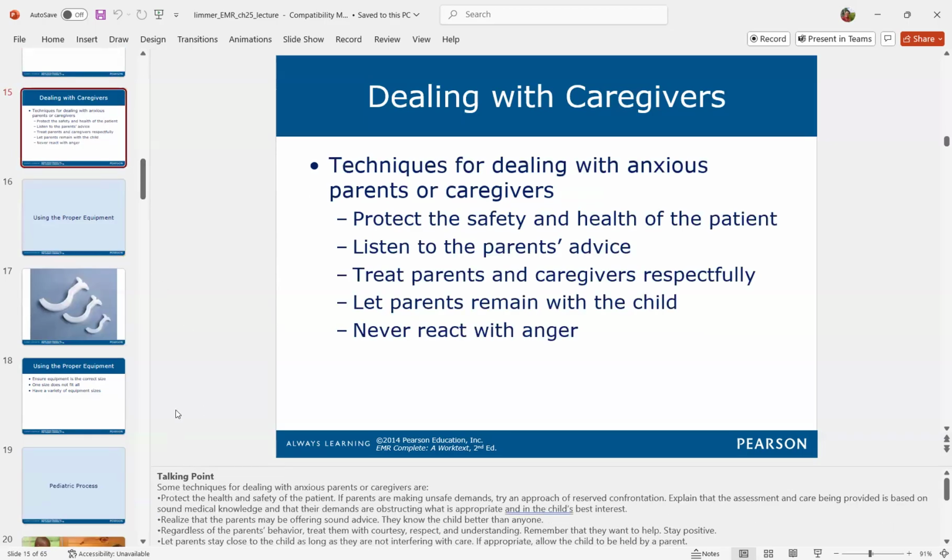Some techniques for dealing with these anxious parents or caregivers: protect the health and safety of the patient. So if parents are making unsafe demands, we can try an approach of reserved confrontation. Explain the assessment and care being provided is based on sound medical knowledge and that their demands are obstructing what is appropriate and in the child's best interest. Realize that the parents may be offering sound advice as well.